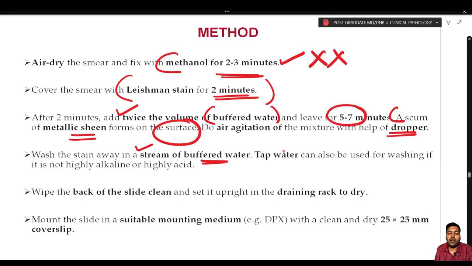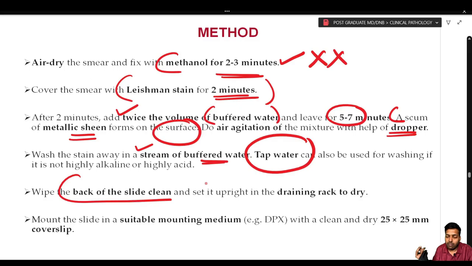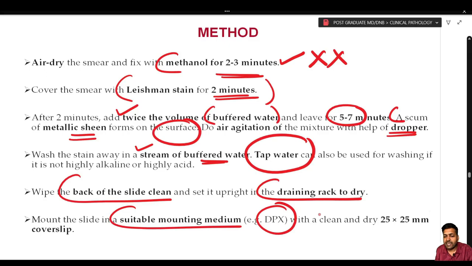You wipe the back of the slide clean. Once the staining is done, the back of the slide should be completely clean. You can use wet cotton to clean it, else the back of your slide will be completely bluish and it will not give a very good color. After that you set it upright in the draining rack to dry. After that you mount the slide in a suitable mounting medium, that is DPX, with a clean and dry cover slip of approximately 25 by 25 millimeter.